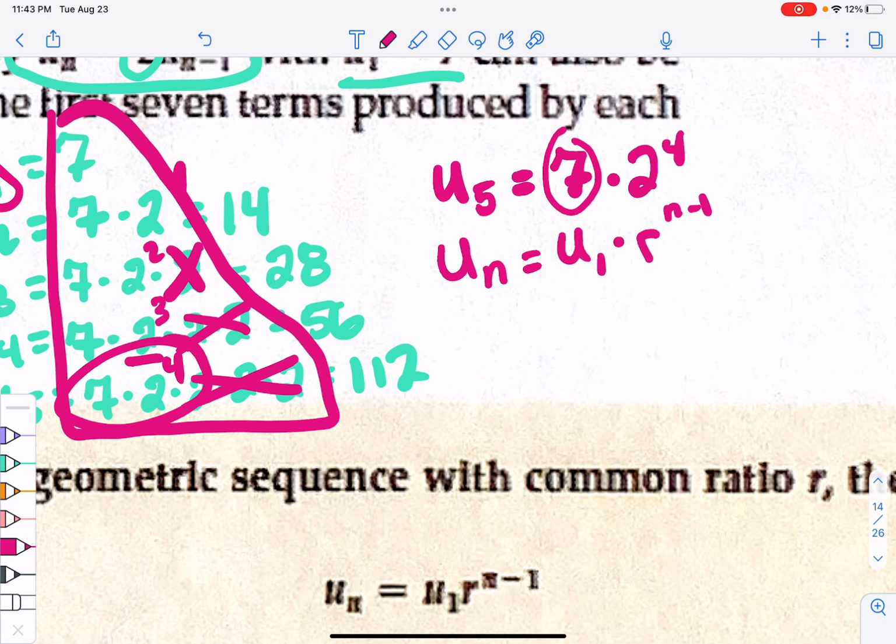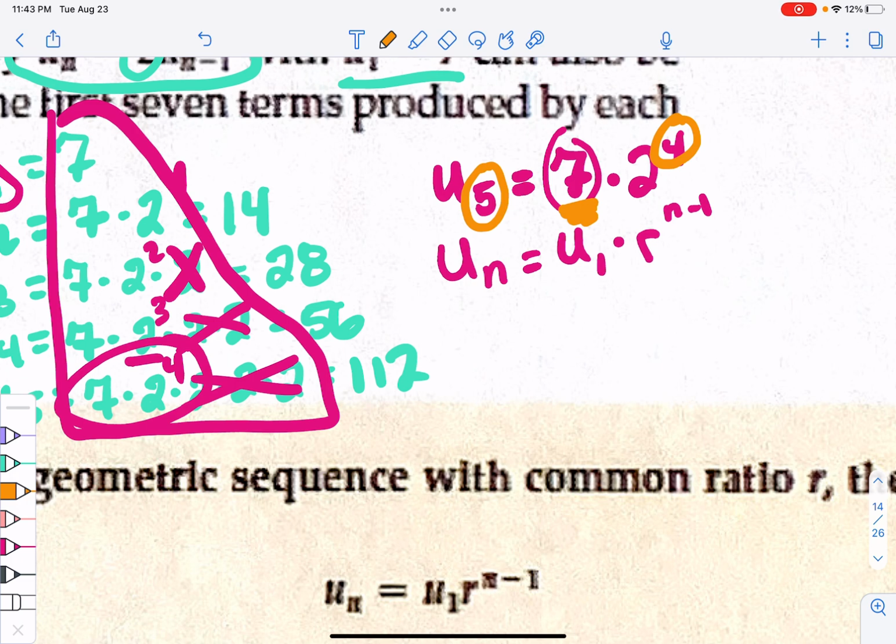Okay, now let me talk through that because that was really confusing. u sub 1 is our number here, and I am multiplying that by the r value a total of, if I'm doing the fifth term, I'm multiplying it 4 times. So I'm multiplying it 1 less than the term that I'm talking about, right? If it's a fifth term, I'm only multiplying by 2 4 times.